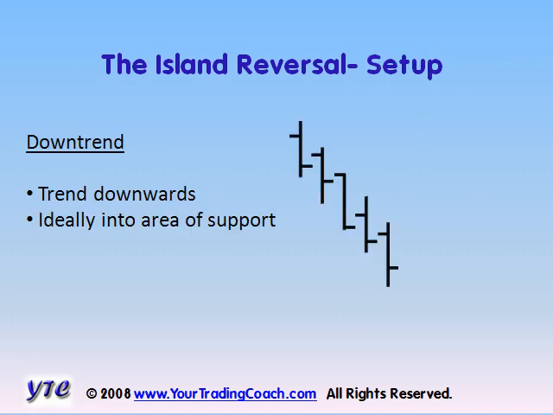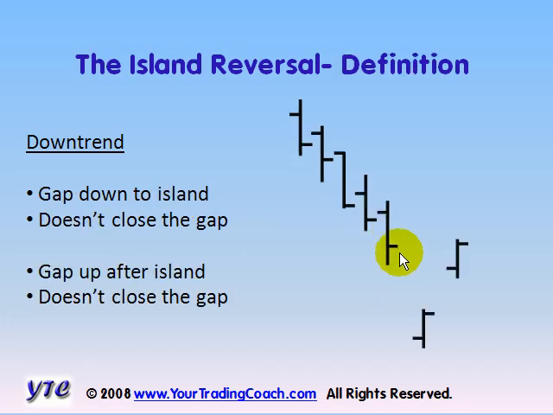Of course, the downtrend is just the opposite. Price trends down, ideally into an area of support. Price then gaps down and forms a lower price bar which is unable to fill the gap. And price then gaps up from that lower price bar, and it's once again unable to fill this gap here, leaving the island stranded by itself and meeting the definition of an island reversal.